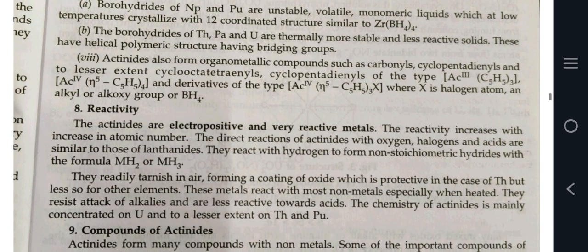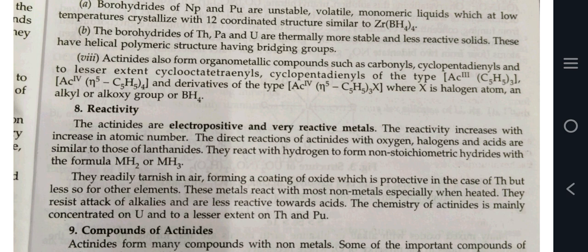Eighth, actinides also form organometallic compounds such as carbonyls, cyclopentadienyls, and to a lesser extent cyclooctatetraenyls. Cyclopentadienyl derivatives are of the type An(η5-C5H5)3X, where X is a halogen atom, an alkyl, or an alkoxo group or BH4.